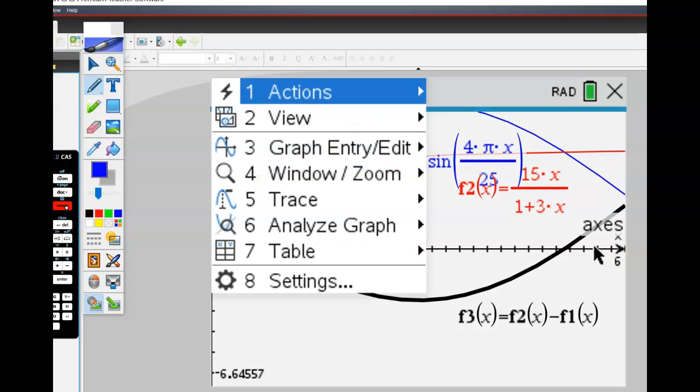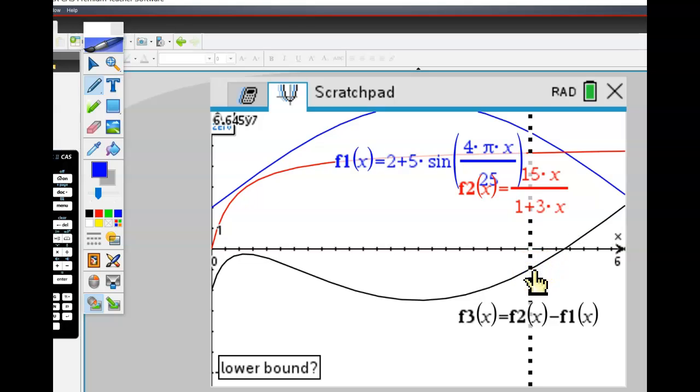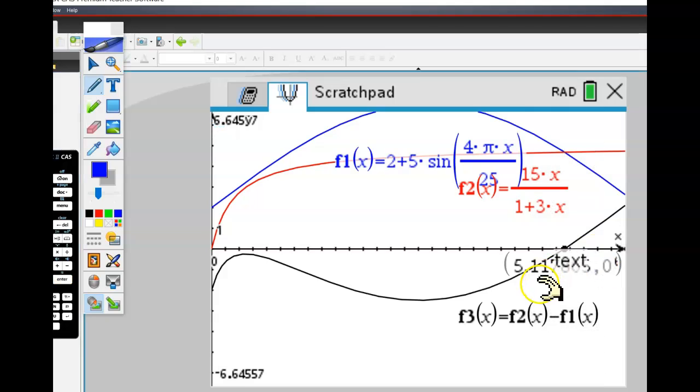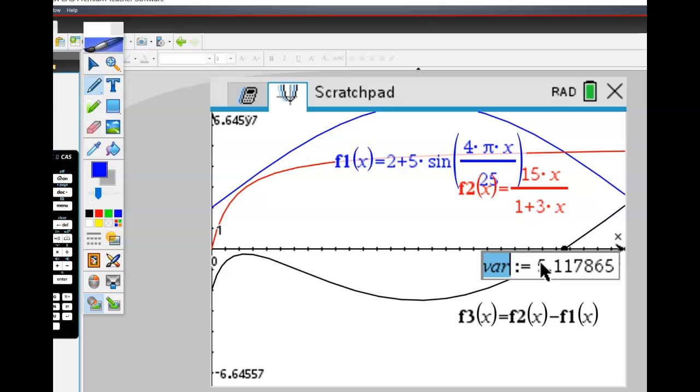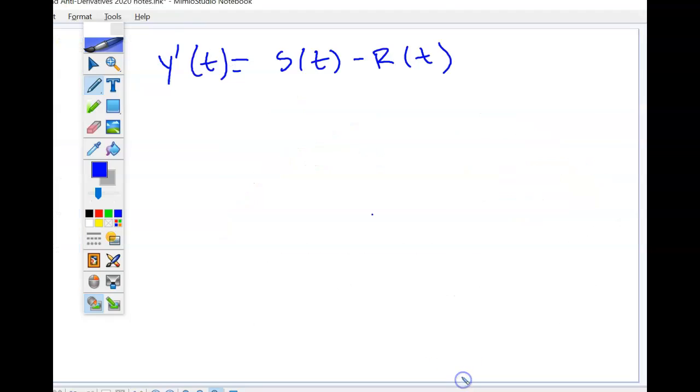So I'm going to use my calculator again, analyze graph. I want to find a 0. And it's asking me which graph. I want graph 3. And it says lower bound. I hit enter, upper bound. So there's my answer at 5.117865. And I want to store that because I can't round off yet. So to store that, I'm going to go control store. I'm going to call it variable A. And I'm going to hit enter. And notice it's highlighted now at 5.117865.